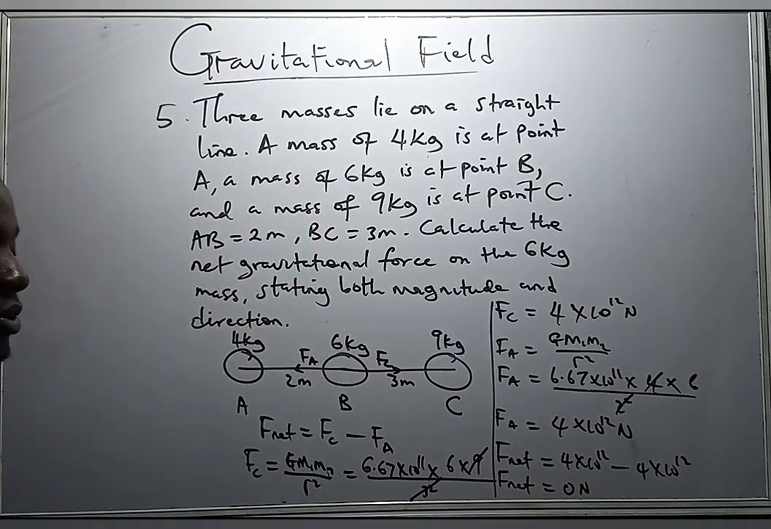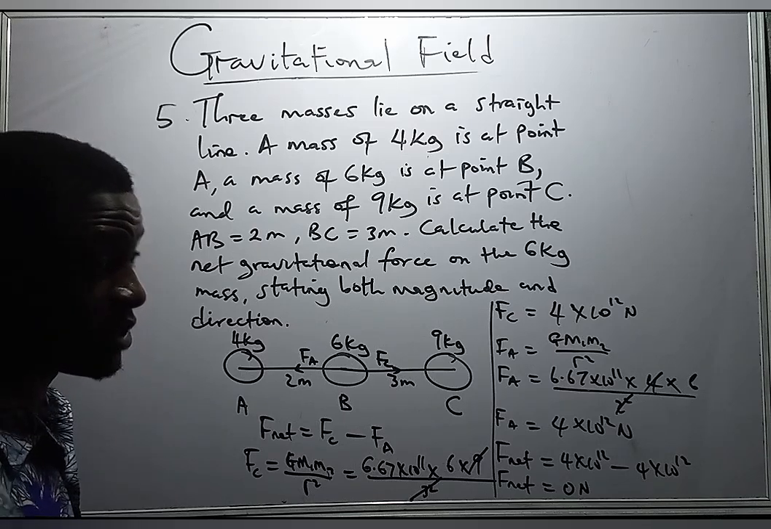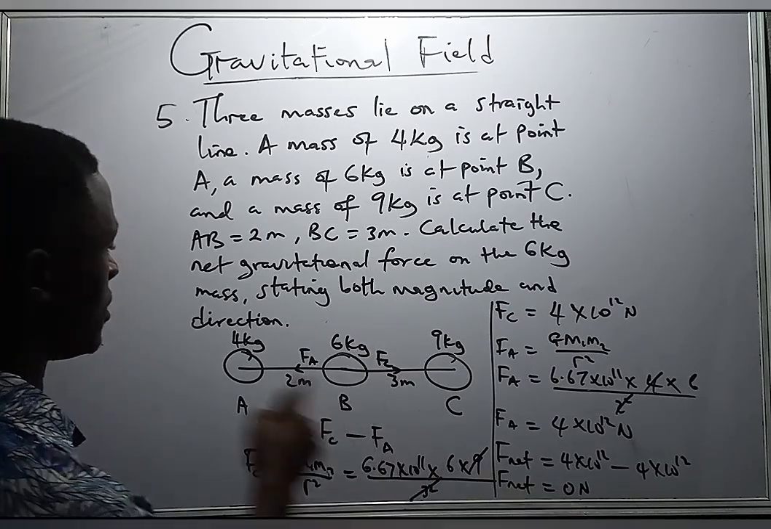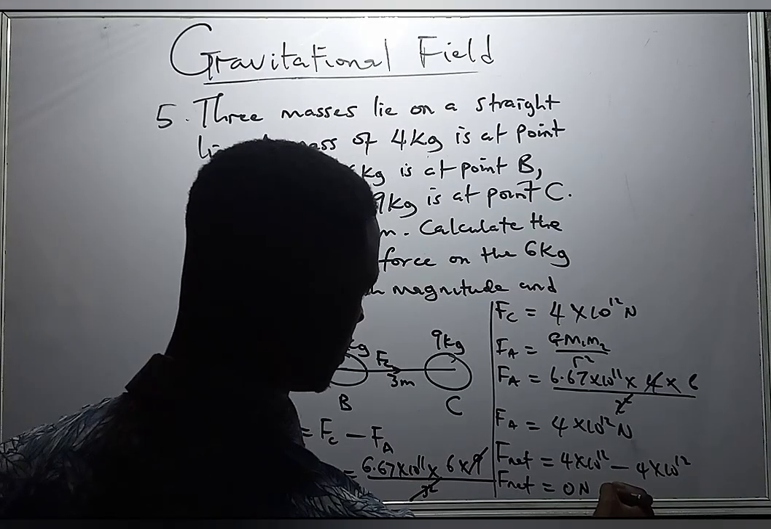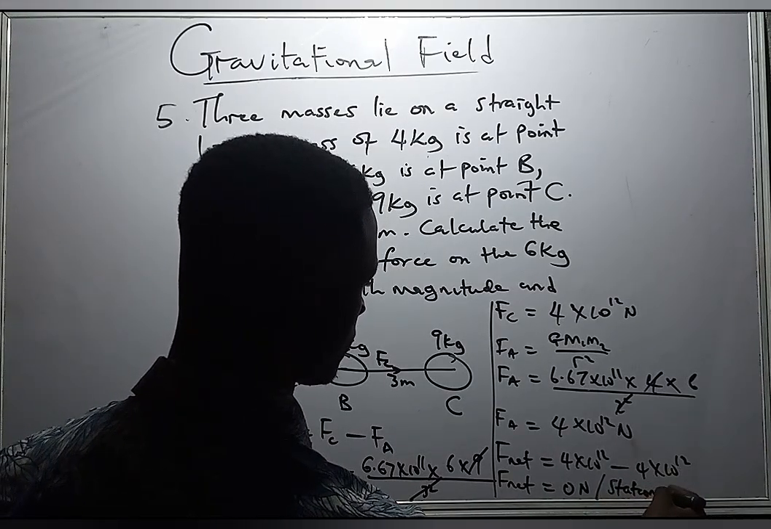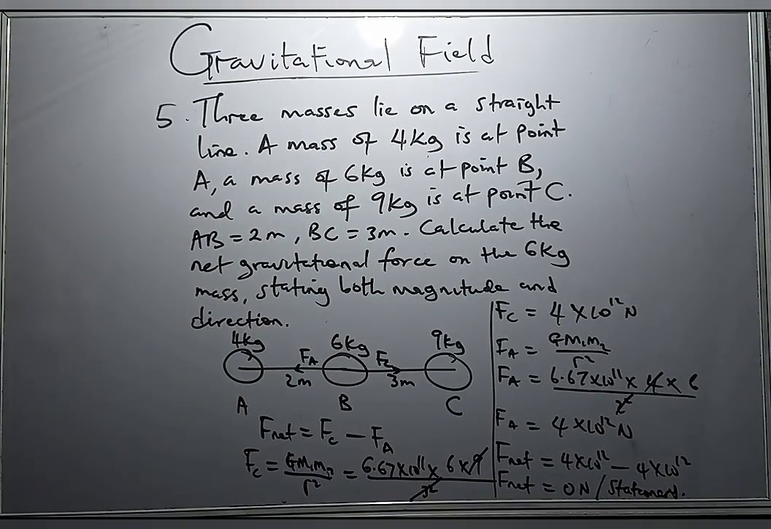So what does that mean? It means that it is immobile, it is stationary, it is static, it's not moving. So the magnitude is 0 Newton, while the direction is stationary. It's not going to move. So that is how you can solve that.